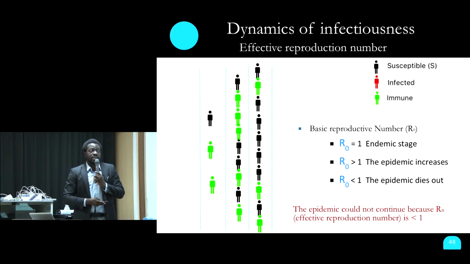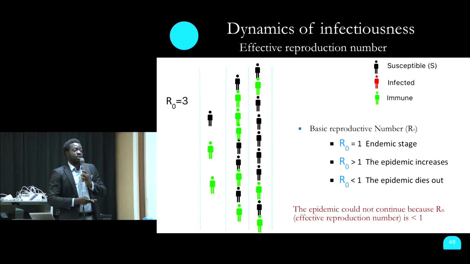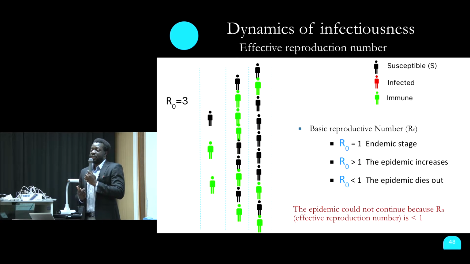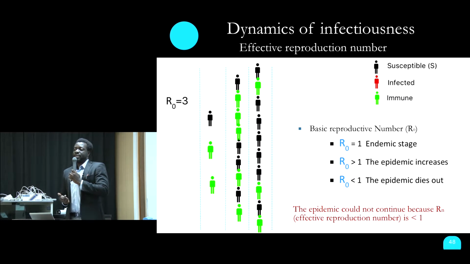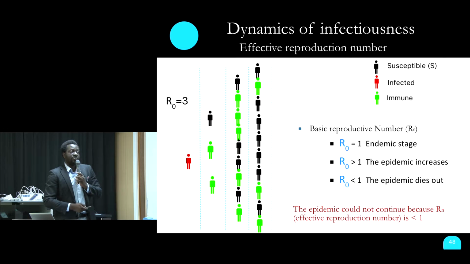But let's look at this scenario here. In this scenario, we have some susceptible people, but we also have some people in the community who have immunity, so they cannot develop the disease. So we have an R naught of 3. This means that 1 infected person can transmit infection to 3 people.